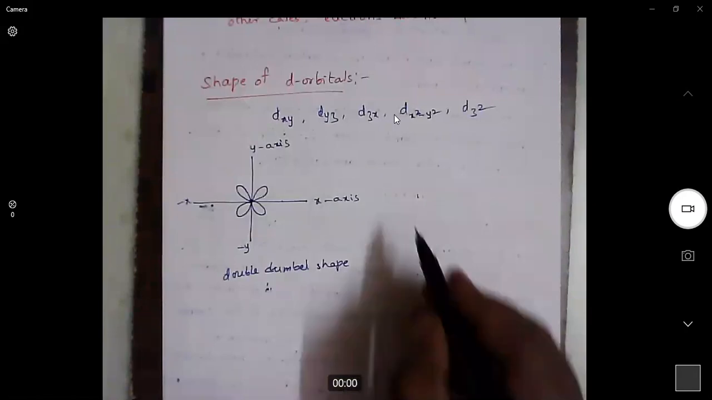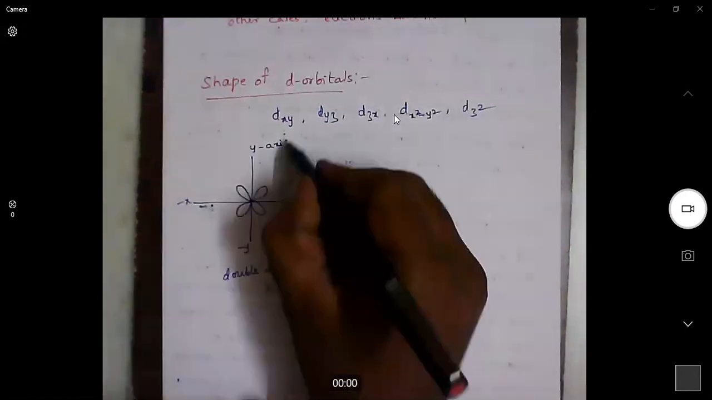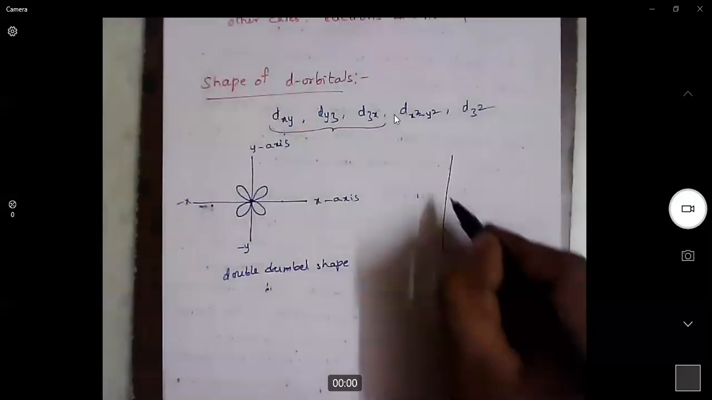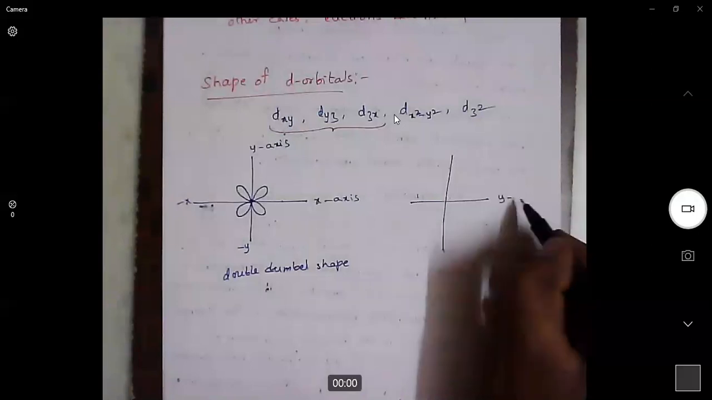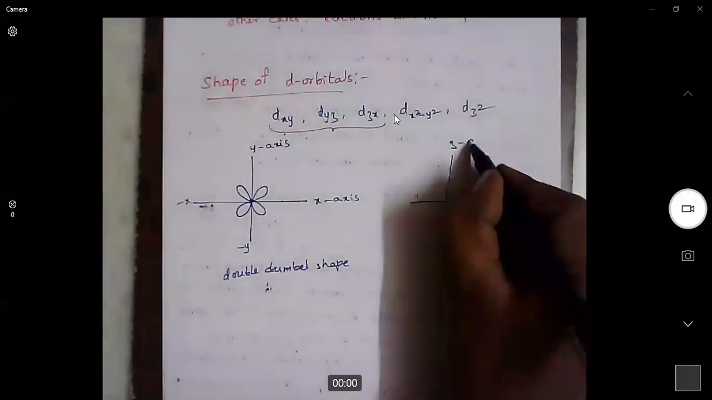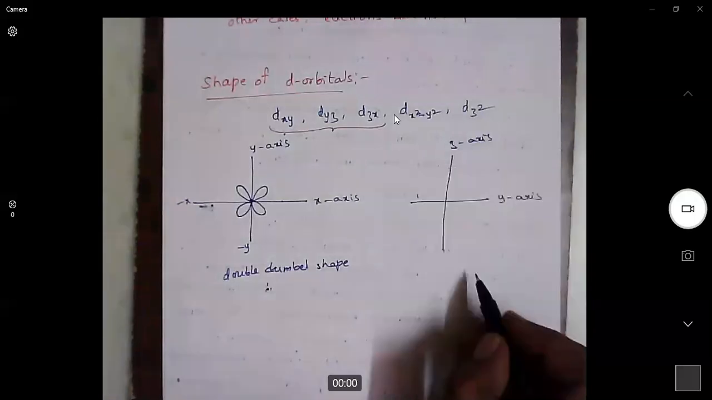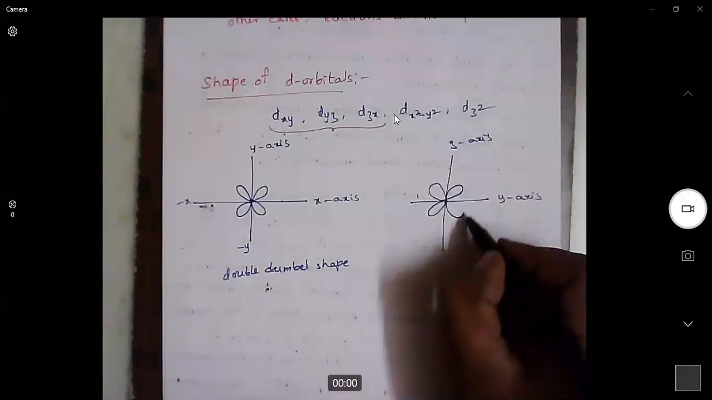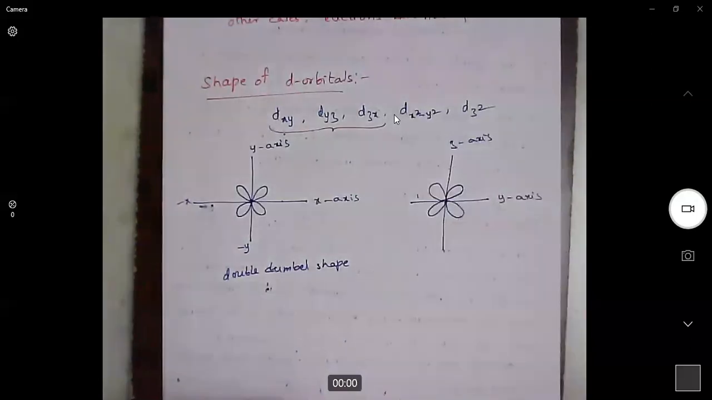Similarly, dxy, dyz and dzx are all distributed in between the axis. So if you want to draw the other d orbitals, you just change the names. This is the y axis, this is the z axis. Then what is dyz? Dyz will be distributed between the y axis and z axis. It is the same thing with dzx also. Just change the name of the axis.